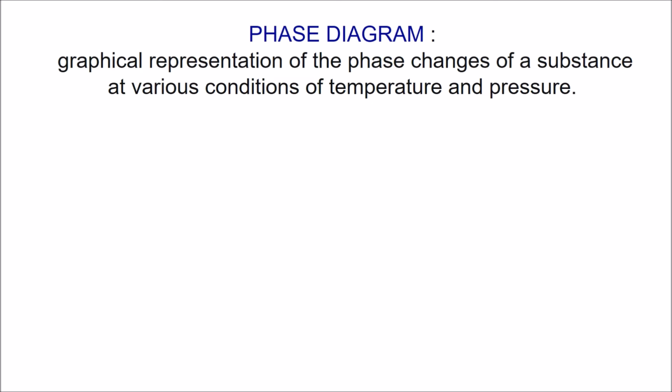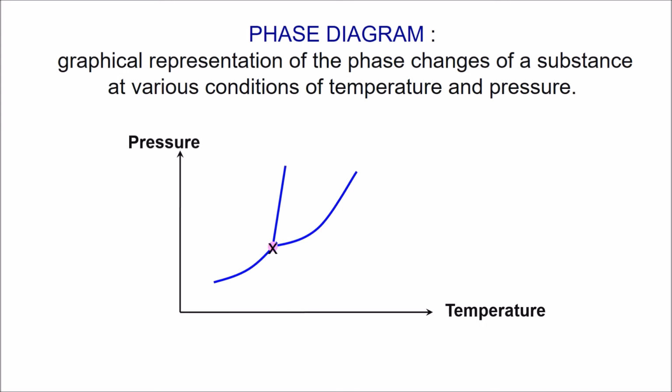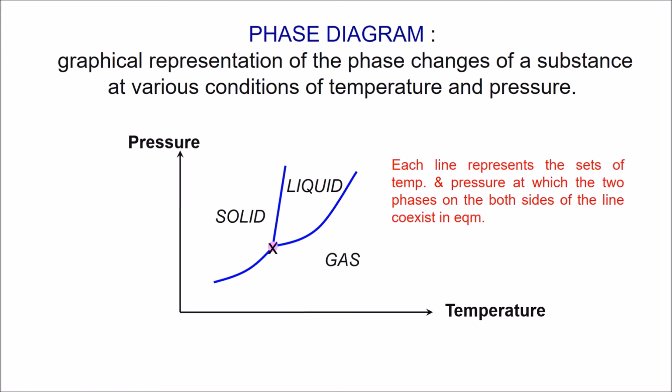A phase diagram is a graphical representation of chemical equilibrium. Since chemical equilibrium is dependent on the composition of the system, the pressure and the temperature, a phase diagram should be able to tell us what phase is most stable at any temperature and pressure of the system. The phase diagram allows us to predict an element's phase based on the temperature and pressure of the environment. Each line represents the set of temperature and pressure at which the two phases on both sides of the line coexist in equilibrium.